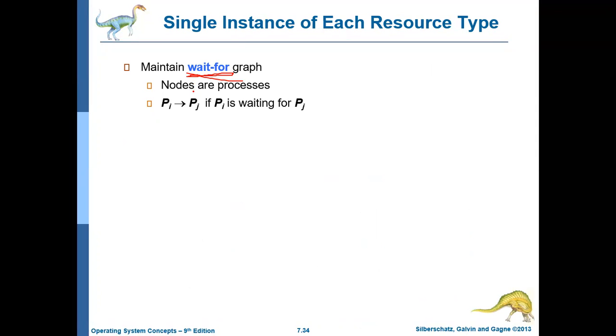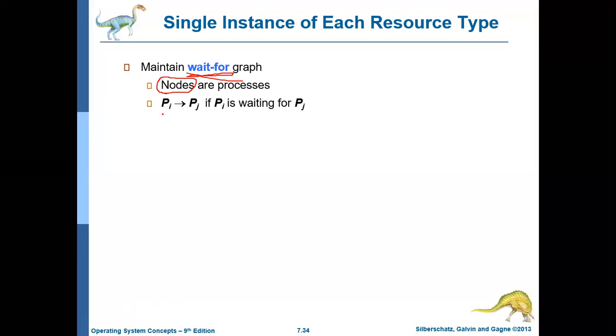In a wait-for graph, the nodes represent only processes. In a resource allocation graph, the nodes can be either processes or resources, whereas in a wait-for graph, the nodes represent only processes.